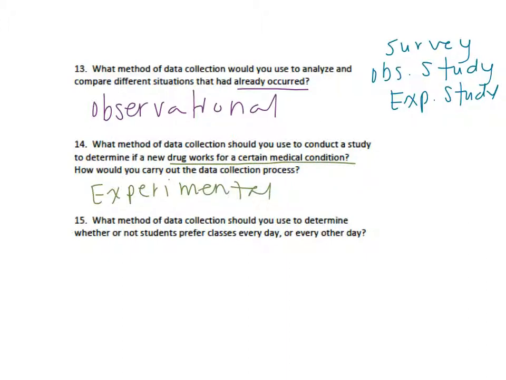How would you carry out that data collection process? Well, if you're experimenting, you want to cut the population in half. You give half the drug and you give half a placebo, and then follow them and see what those different outcomes are. So if you had 2,000 people and you wanted to test a new drug, you would take 1,000 people, give them the drug, take another 1,000 people and give them the placebo.